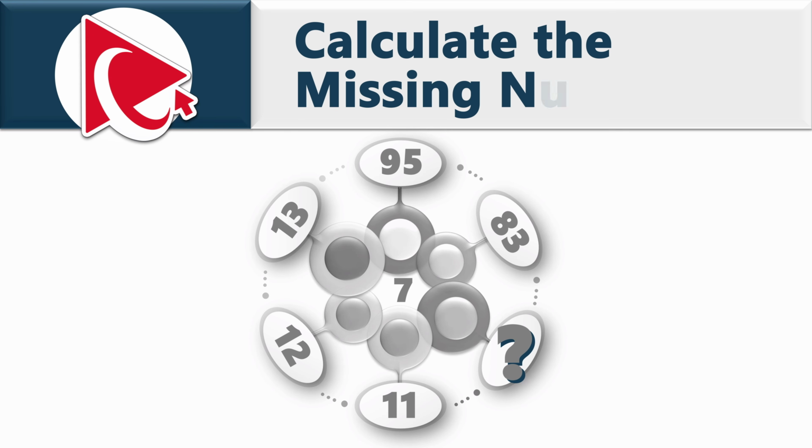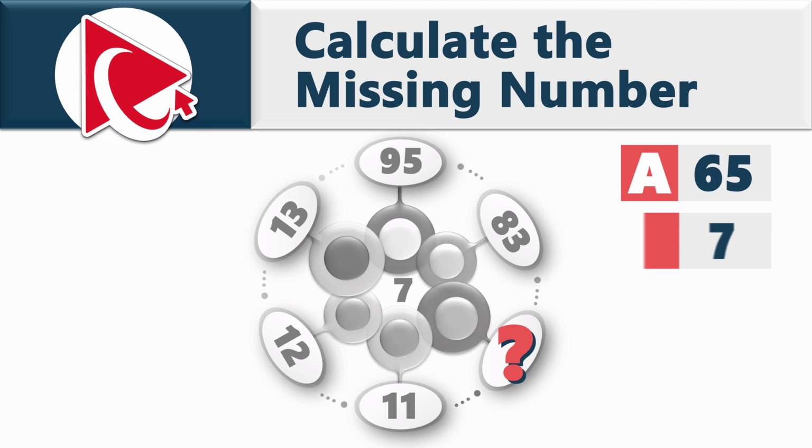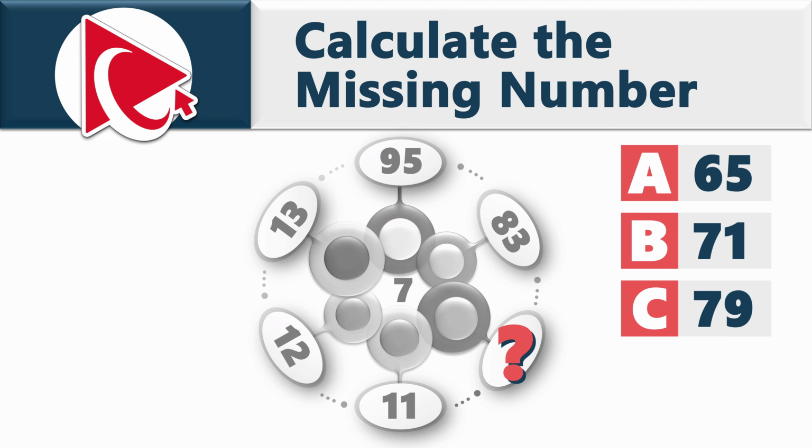You're presented with cool-looking shape, which has number 7 in the middle, and numbers 11, 12, 13. See the pattern? 95, 83 present. And next number is missing, which you need to calculate and select the answer out of 4 possible choices. Choice A, 65. Choice B, 71. Choice C, 79. And last but not least, choice D, 87.